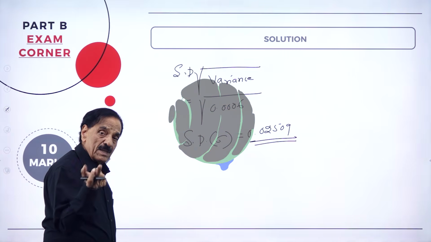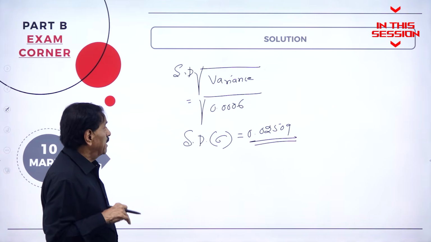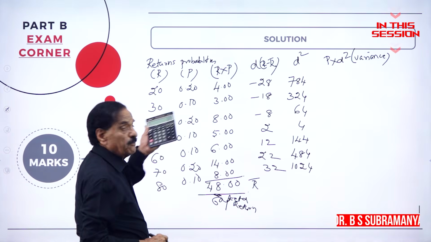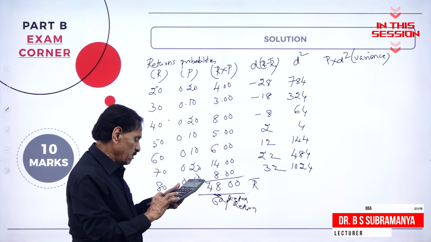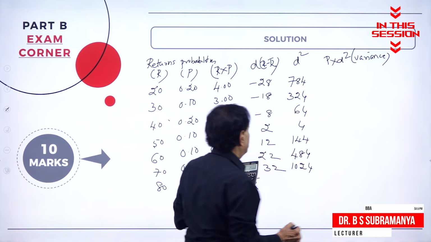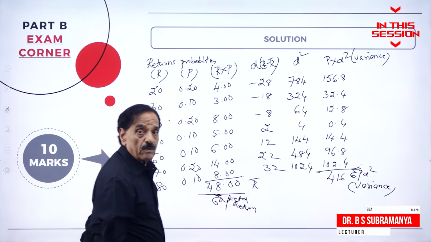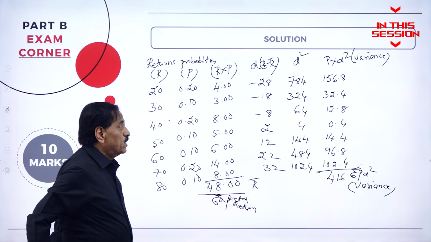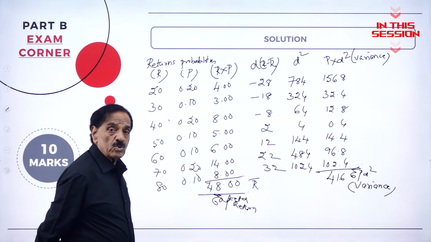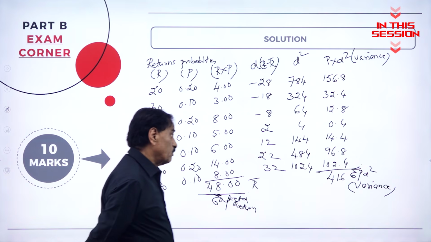What is variance? Sigma d square divided by n. What is the step to do? 784 into 0.20, 156.8. 18 square is 324, 8 square is 64, 2 square is 4, 12 square is 144.